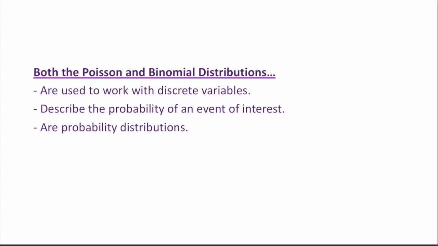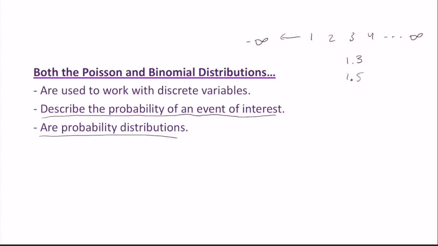Discrete variables are like counting numbers, maybe 1, 2, 3, 4, up to infinity, and even negative infinity. However, if you're counting a discrete variable, like let's say chairs, you can't have 1.3 or 1.5 chairs. So it's only including the counting numbers. Then Poisson and binomial distributions describe the probability of an event of interest, and they are probability distributions.